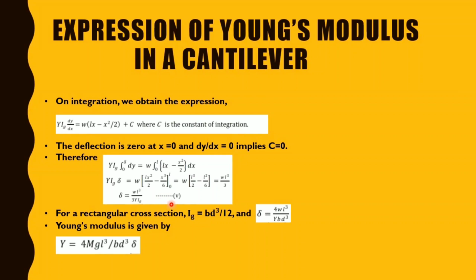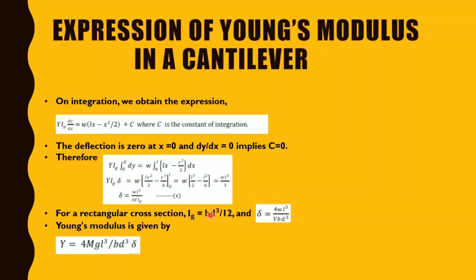which is our equation 5. So, you need to remember that for a rectangular cross section, your Ig is equal to B D cube by 12. And now what happens when we replace this Ig by this one? So what we get? Y B D cube, right? And this 12 goes up. So we know that when we divide 12 by 3, we get 4. So from that we get delta is equal to 4 W L cube by Y B D cube. Here in B D cube, B is the breadth and D is the thickness.